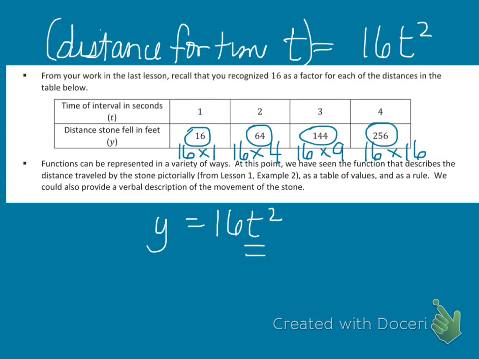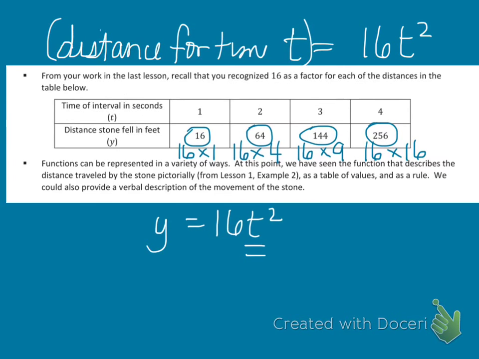16 times t squared. When t was 1, then 1 squared is 1, and the value of the distance is 16 times 1. When t was 2, 2 squared is 4. 4 times 16 is 64 feet. And so on. 3 squared is 9. 4 squared is 16. So we get the values back out for this function. So this function is special in that we do have a formula for it. We don't have to just rely on this table of values for it.